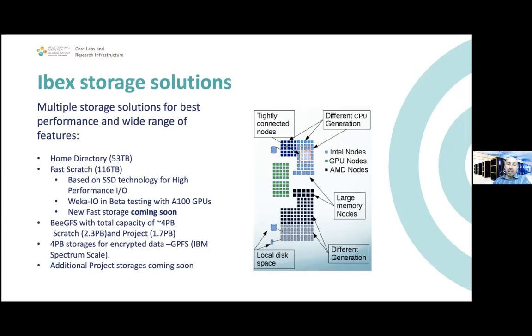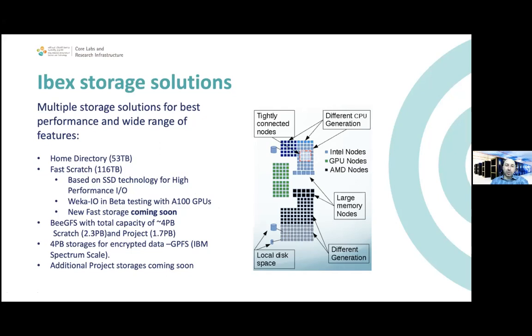Then for your scientific data, you have two file systems, the fast scratch, which is based on pure SSDs. We have a small capacity now and a Weka IO new file system that is still in beta testing. So the Weka IO, you can have access to it on the A100 beta testing system. It's more or less still at the moment not quite integrated with Ibex, but from now till roughly late March, we will have that all fully integrated with the full system. And we keep adding more storage systems. So the Weka IO provides the highest performance possible, both in bandwidth and number of operations per second.